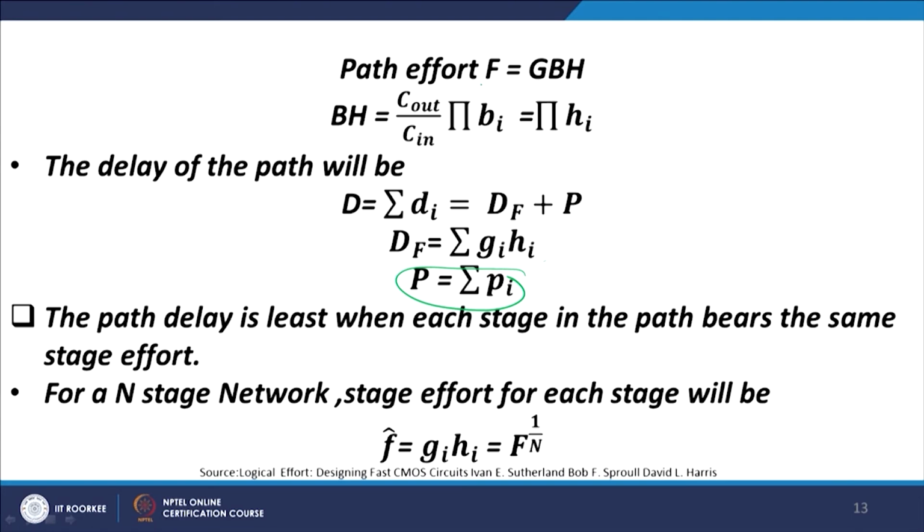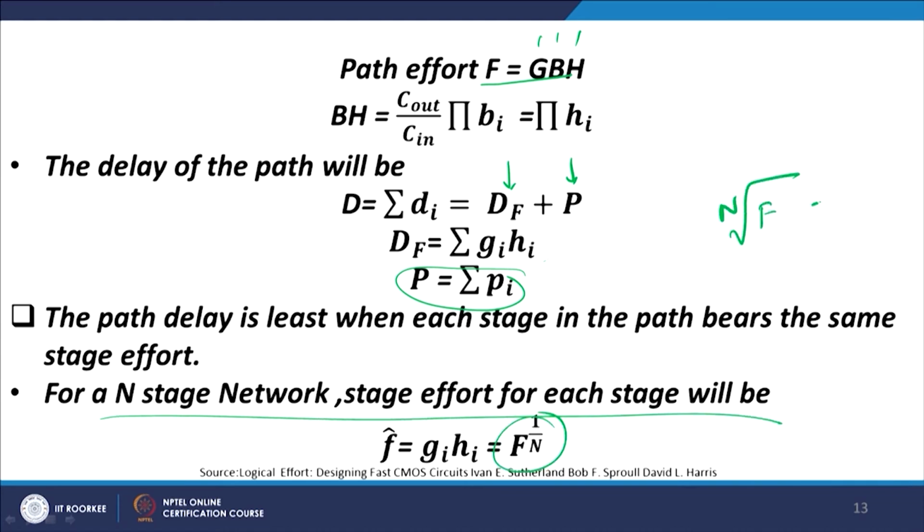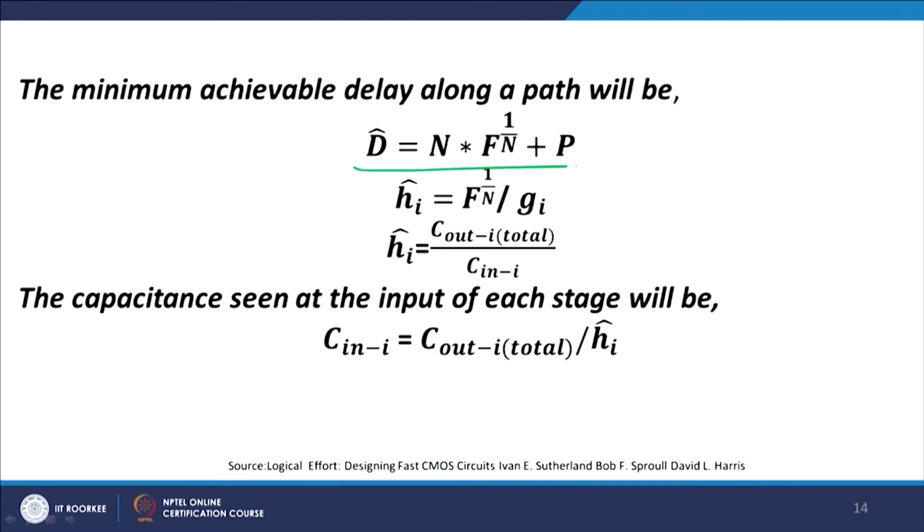So, we define path effort to be equal to G B into H, and from there we find the delay as this plus P, where P is the parasitic delay for each stage. We therefore say for an n stage network, the stage effort for each stage will be F to the power 1 by n. So, the nth root of F is my stage effort. So, n into the nth root of F plus P is my delay, and that is the total, minimum achievable delay along a path.